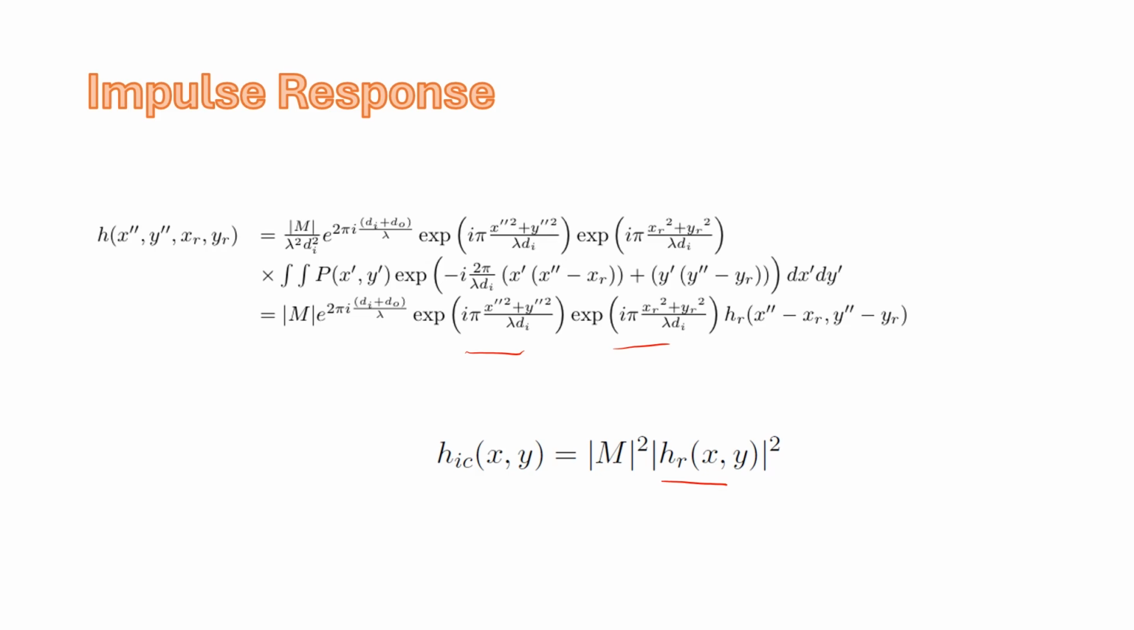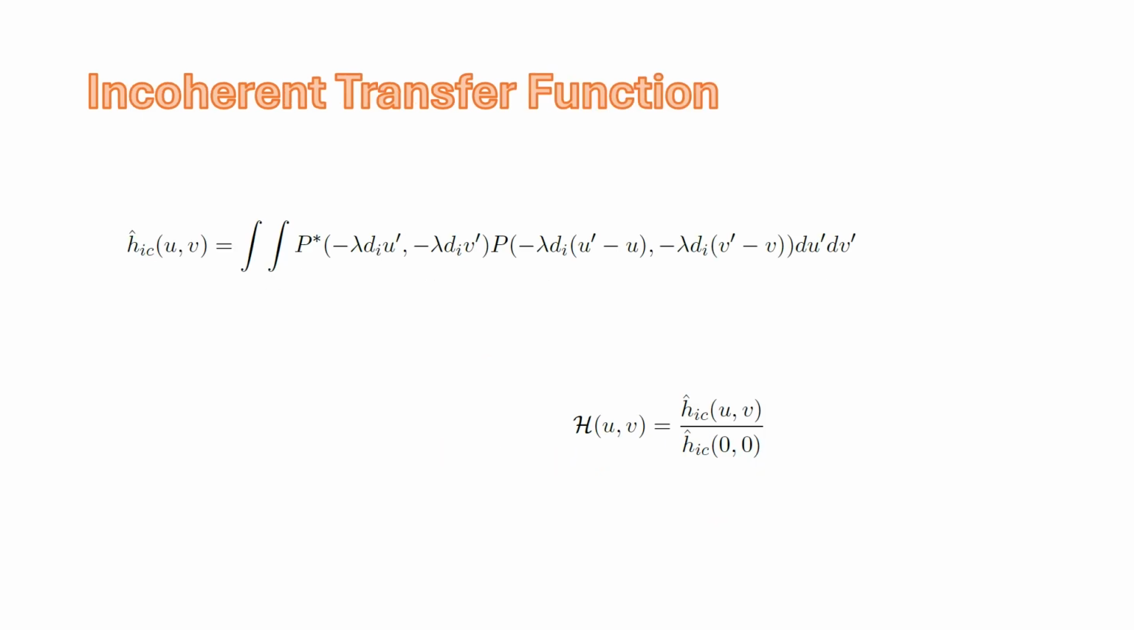Now, since this h sub r, the coherent shift invariant impulse response, is the Fourier transform of the pupil function, the Fourier transform of the incoherent impulse response is the convolution of the Fourier transform of the coherent impulse response, which is the pupil function. So the incoherent transfer function is simply equal to the convolution of the pupil function with itself.